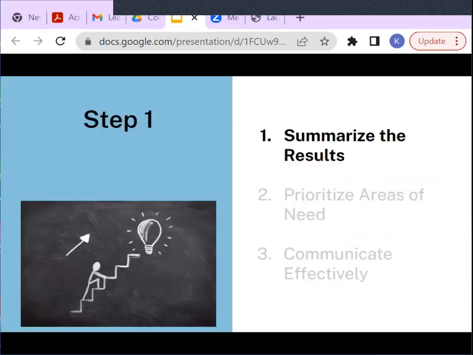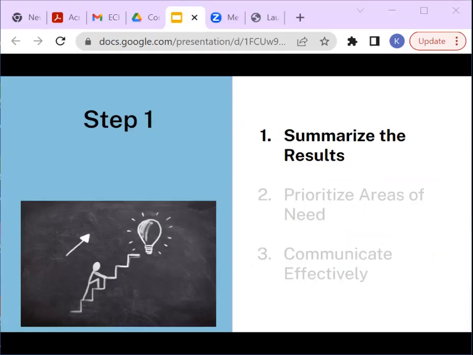So now you know a little bit about Ms. Jones and the school that she was in. You know a little bit about when the observation took place. The classroom assessment tool was completed by Ms. Herman, and now our first step is to summarize the results.